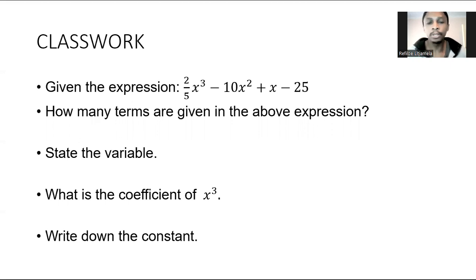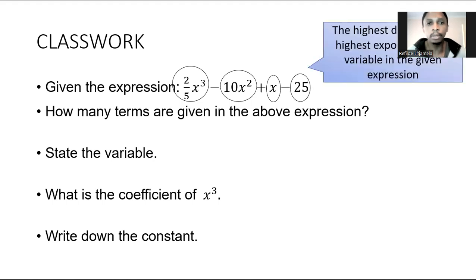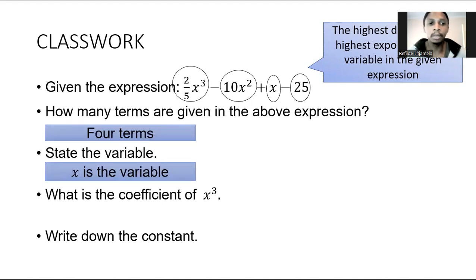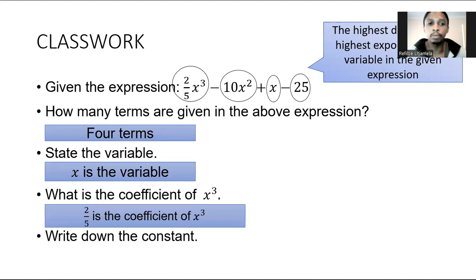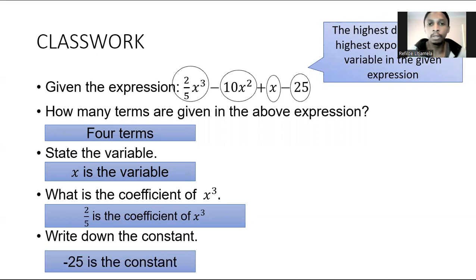Now let's check how many terms we've got. We've got 1, 2, 3, 4 terms. And the highest degree here is simply 3, as you have realized. So we've got 4 terms. The variable is x, and the coefficient of x cubed will be 2 over 5. The constant will just be negative 25. Okay, we have done this already, the degrees of polynomials.